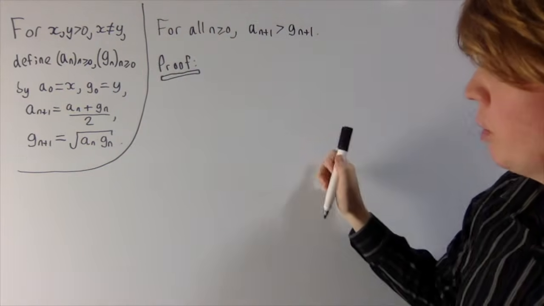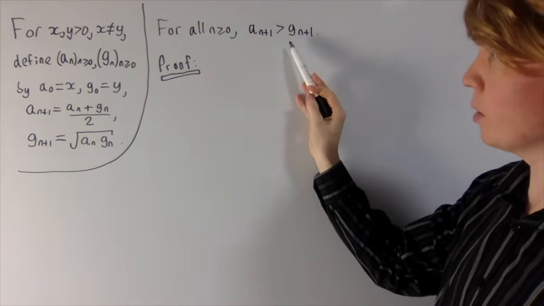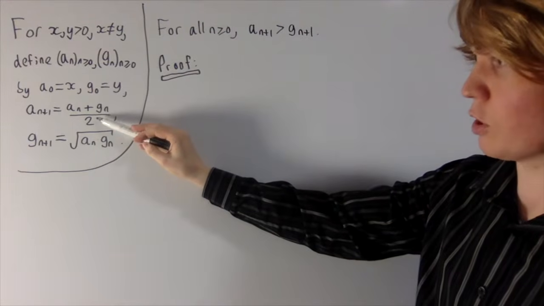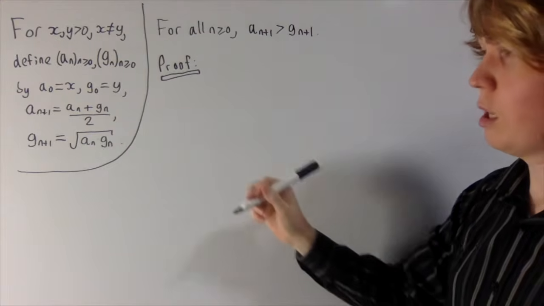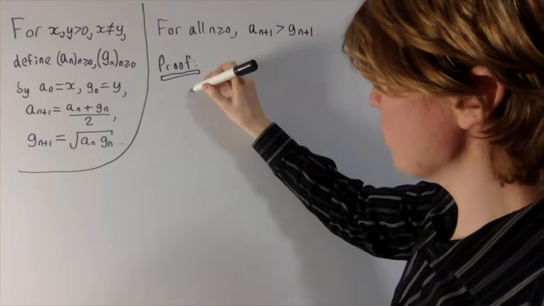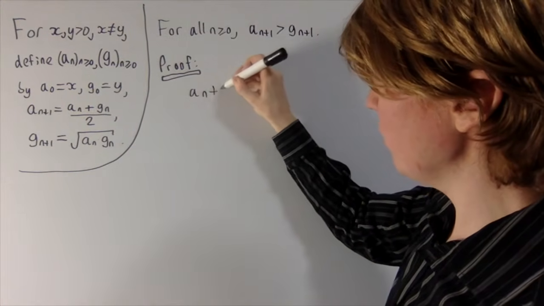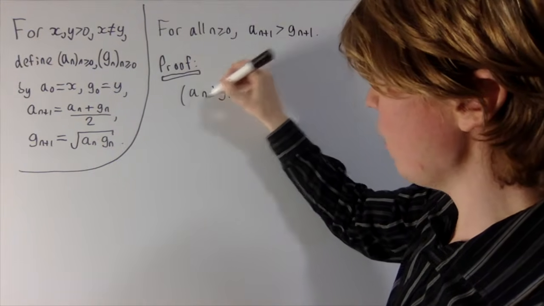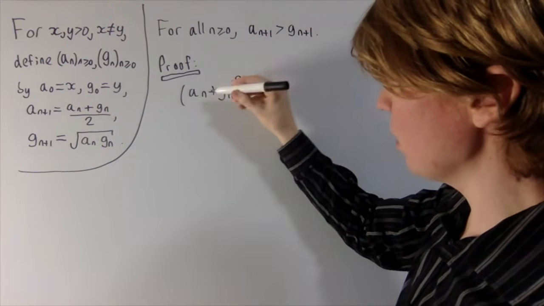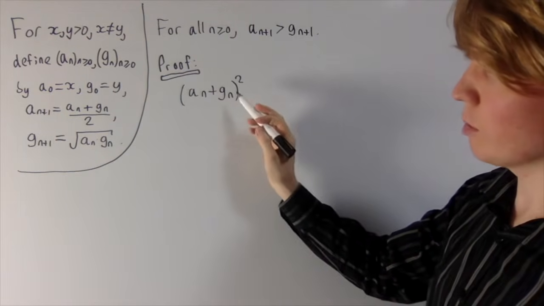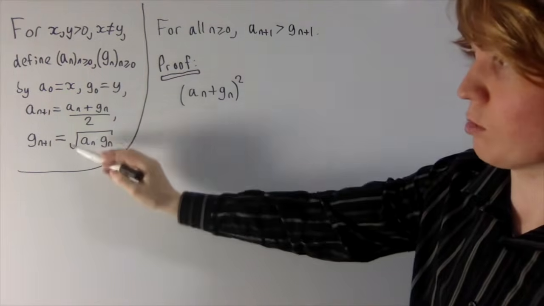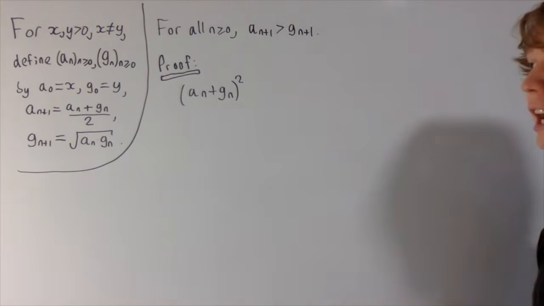So how we're going to approach this is we can look at what is a_(n+1). This is (a_n plus g_n) over 2. What is g_(n+1)? This is the square root of a_n g_n. I'm going to begin just by writing out (a_n plus g_n) all squared. Then I'm going to do some algebra, rewrite this, get an inequality, and then I'll be able to show, rearranging this, that a_(n+1) is indeed greater than g_(n+1).